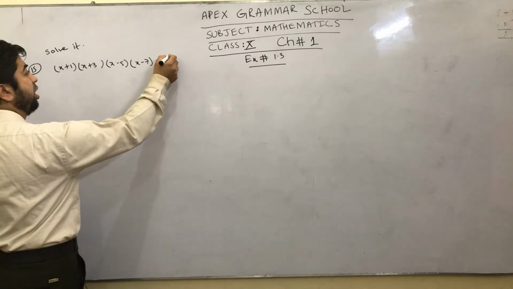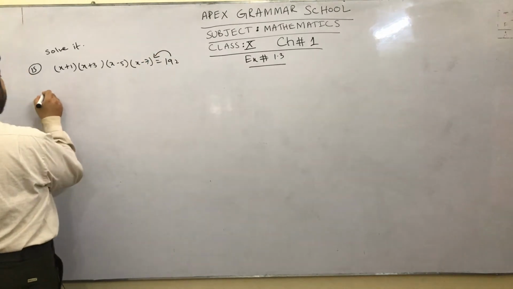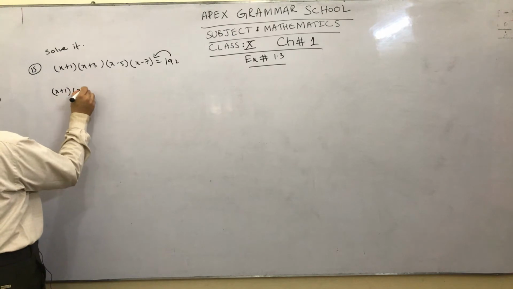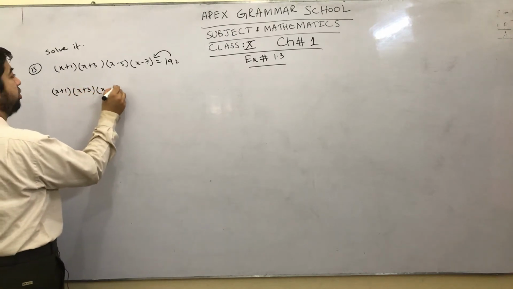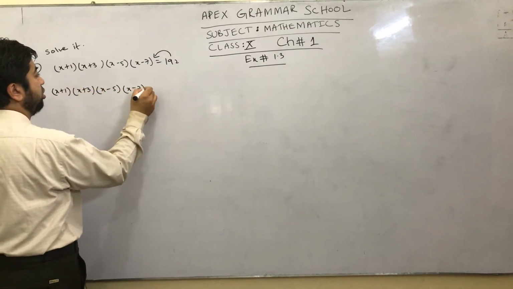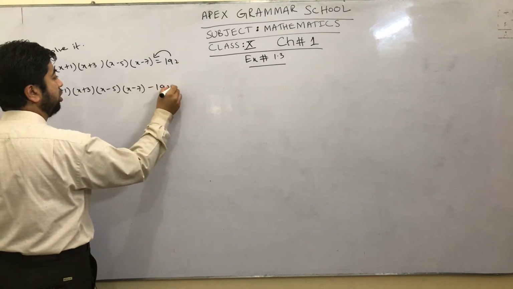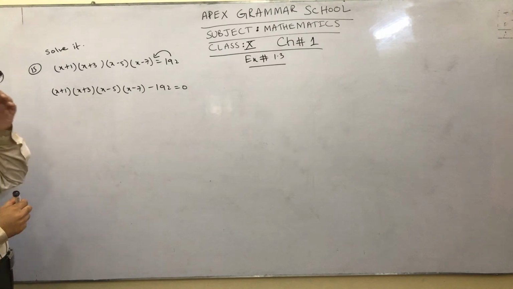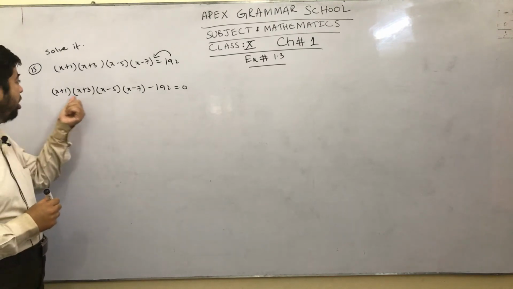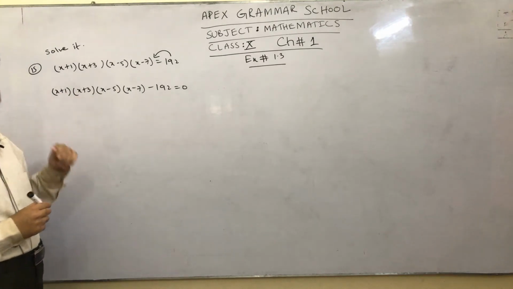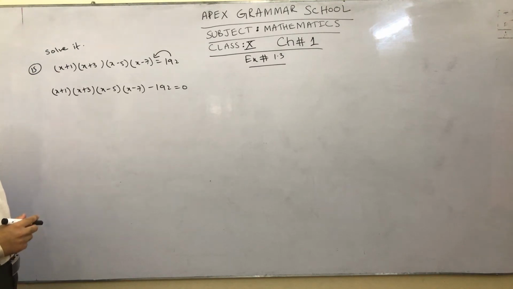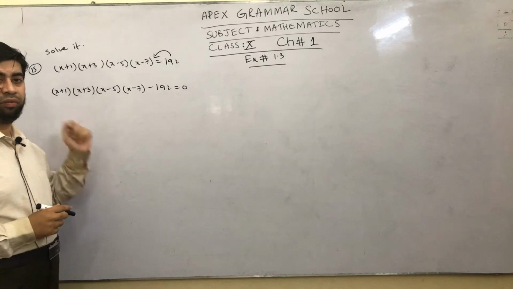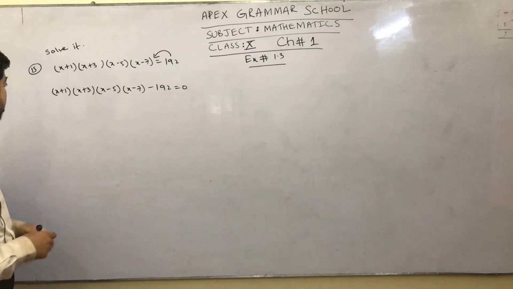The positive 192 becomes negative here: (x+1)(x+3)(x-5)(x-7) - 192 = 0. After that you have to arrange these four values, which are going to be multiplied with each other. You can swap one value with another, because for multiplication there is no specific order.